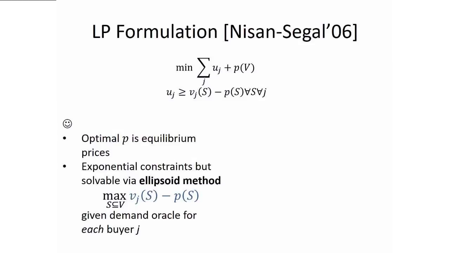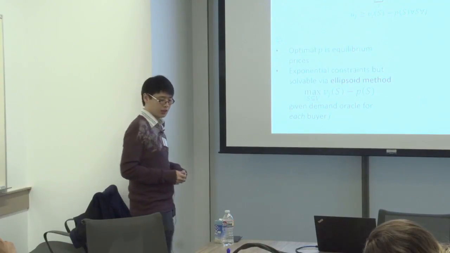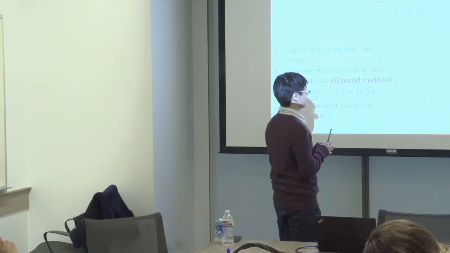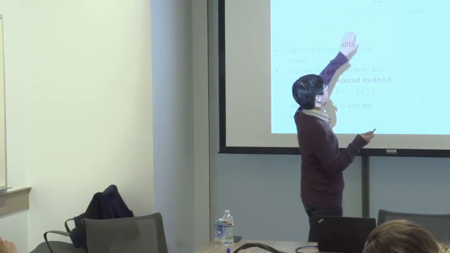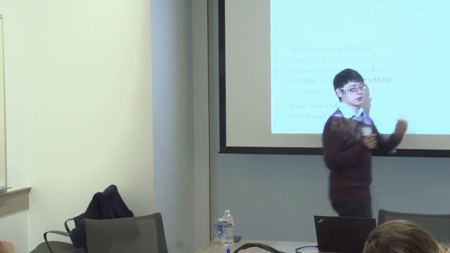So Lisa and Sergey gave an LP relaxation for this problem. I'm not going to get into how you actually derive this LP. But basically, the thing that you want to observe is that you have a constraint for each bundle of items and each buyer.